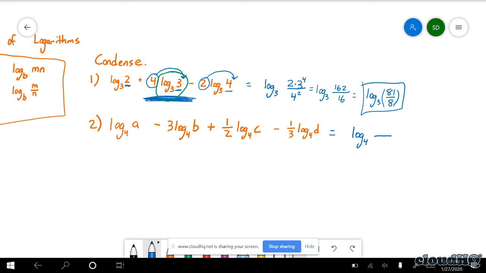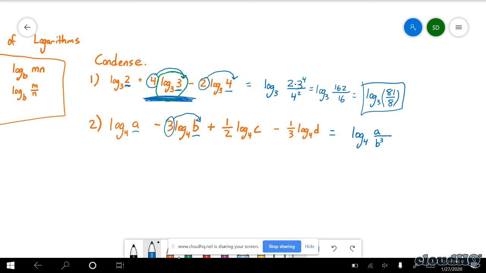Go one piece at a time. The first log was of A. It was positive, so it goes in the numerator. No coefficient, so it's just a standalone A. The next one is a log of B. There was a coefficient, so it's going to be B to the third, and it's located in the denominator because it was a negative log.